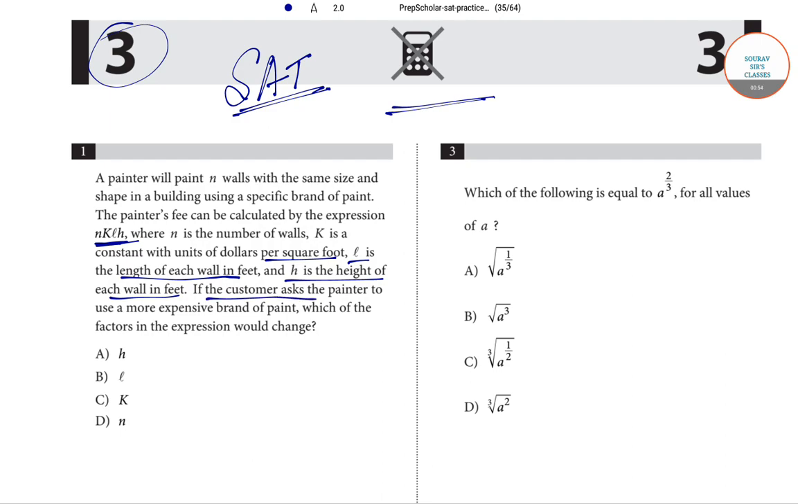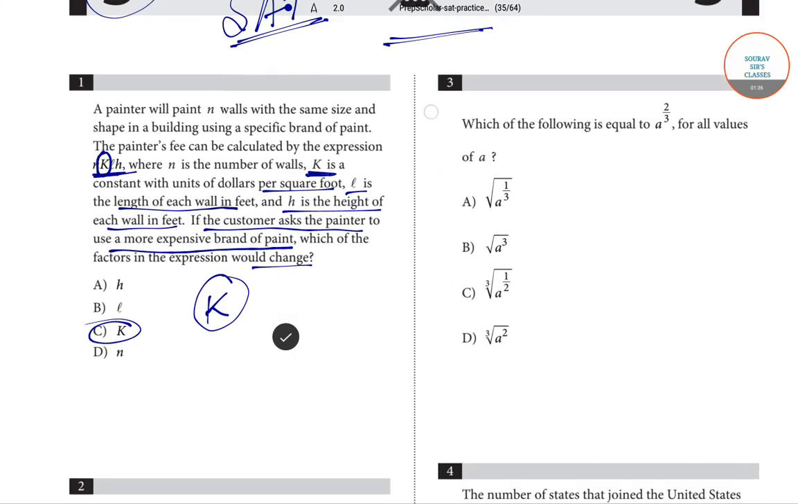So if the customer asks the painter to use a more expensive brand to paint, which of the factors in the expression would change? As you can see here, K is a constant with units of dollar per square feet. So K is basically the per square feet price of the paint. If the customer asks the painter to use a higher quality or more expensive brand, the value of K will increase. Hence option C, that is K, is the correct answer for question number 1.